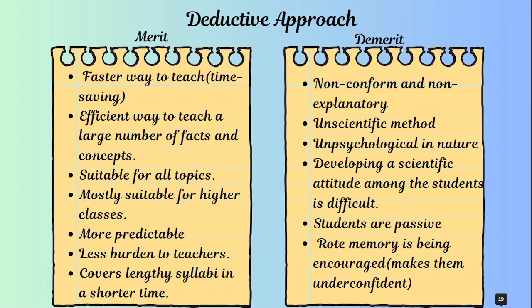Okay, next, developing a scientific attitude among the students is very difficult here. Okay, why? Because they do not do things by themselves, they do not have first hand experience. So creating interest in them is very difficult. Okay, here students are passive and rote memory is encouraged, so that makes them under confident, correct? So these are all the merits and demerits of the deductive method.